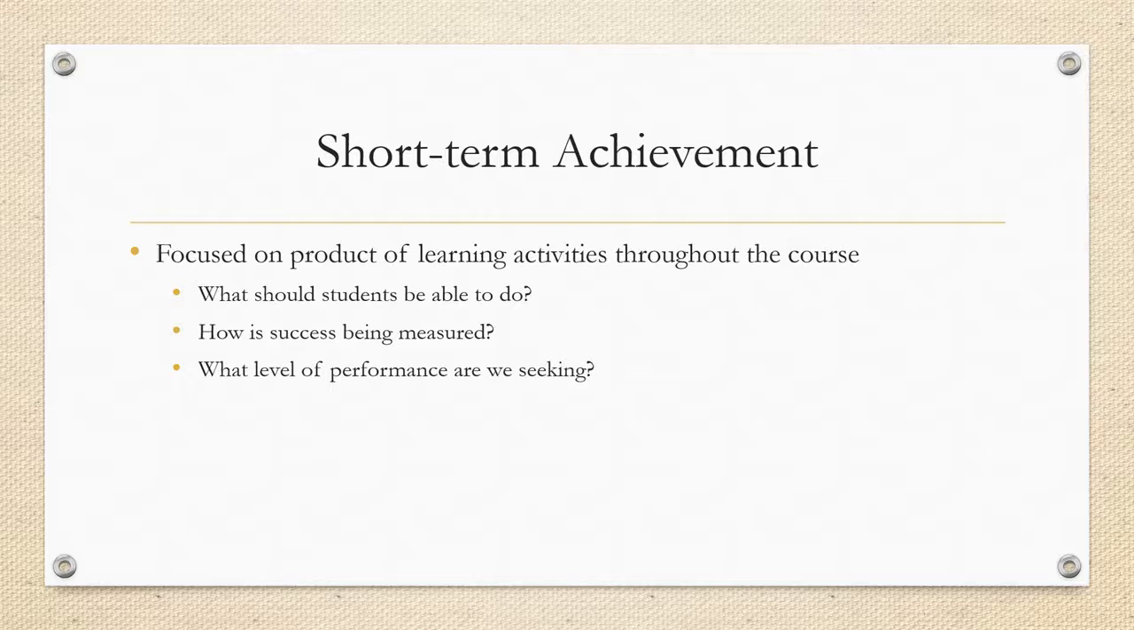If students are doing something for the first time, perhaps, getting it right about 50% of the time is a huge achievement. If they've been working on something all semester, maybe you're looking for actual mastery. So these are questions that we have to ask ourselves when we look at short-term achievement items.